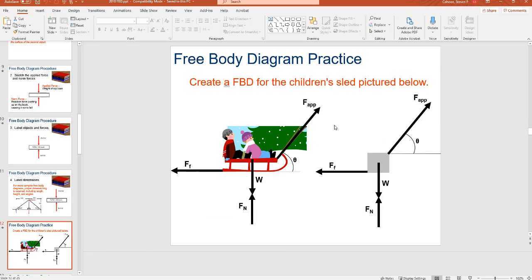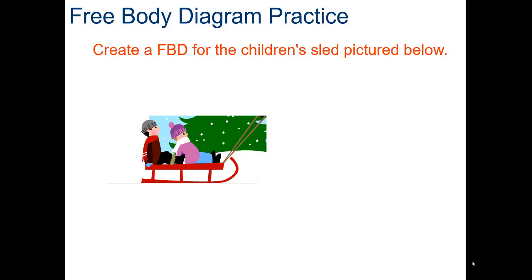So this says, create a free body diagram for the children's sled pictured below. Now again, I recommend that you watch this slide like this because it'll walk you through it. So here's the sled. I know that gravity's pulling down on the sled. They've labeled that W for weight, which is fine. Weight pushing straight down, right?